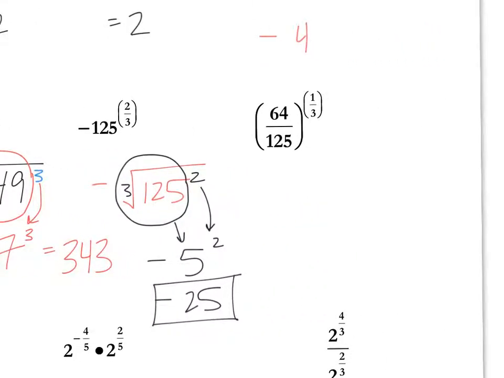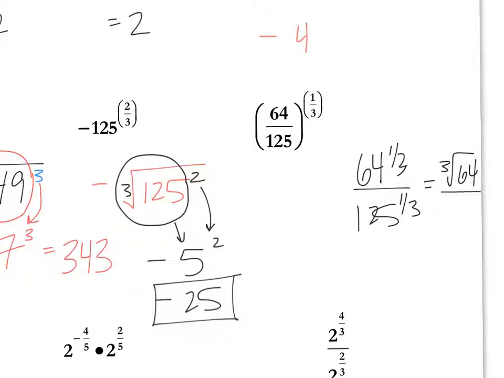Okay, how about doing this fraction? This one's a little bit weird. Remember, when you have an exponent on a fraction, that applies the exponent to the numerator and the denominator. And so that means the cube root of 64, since we just learned what that new language is. Cube root of 64, cube root of 125. Well, the cube root of 64, that's 4 times 4 times 4. And 125 is 5 times 5 times 5. There's our simplified fraction.